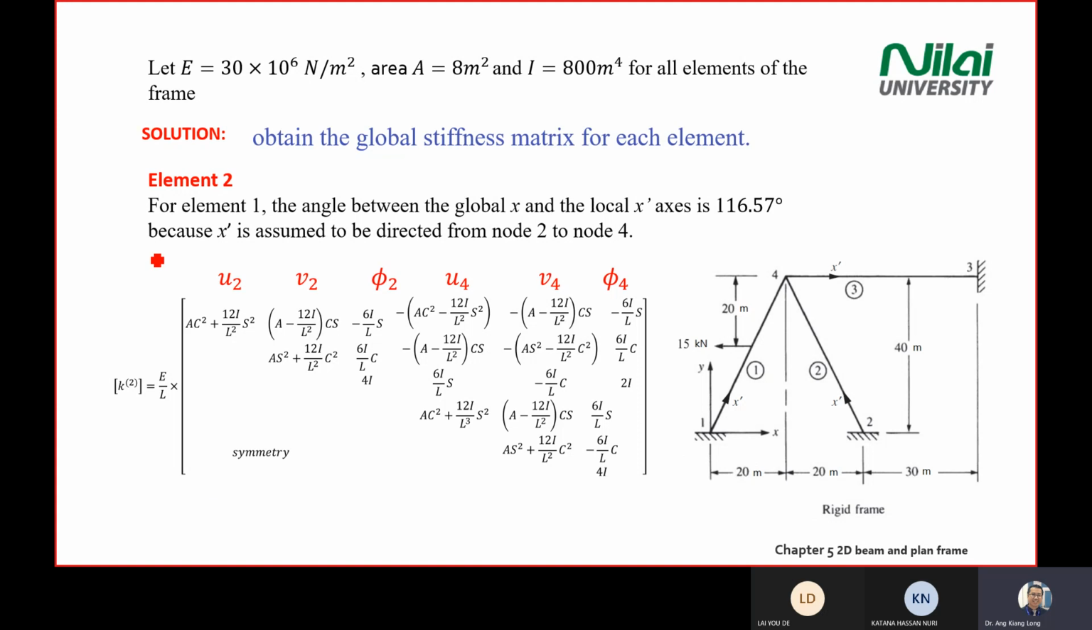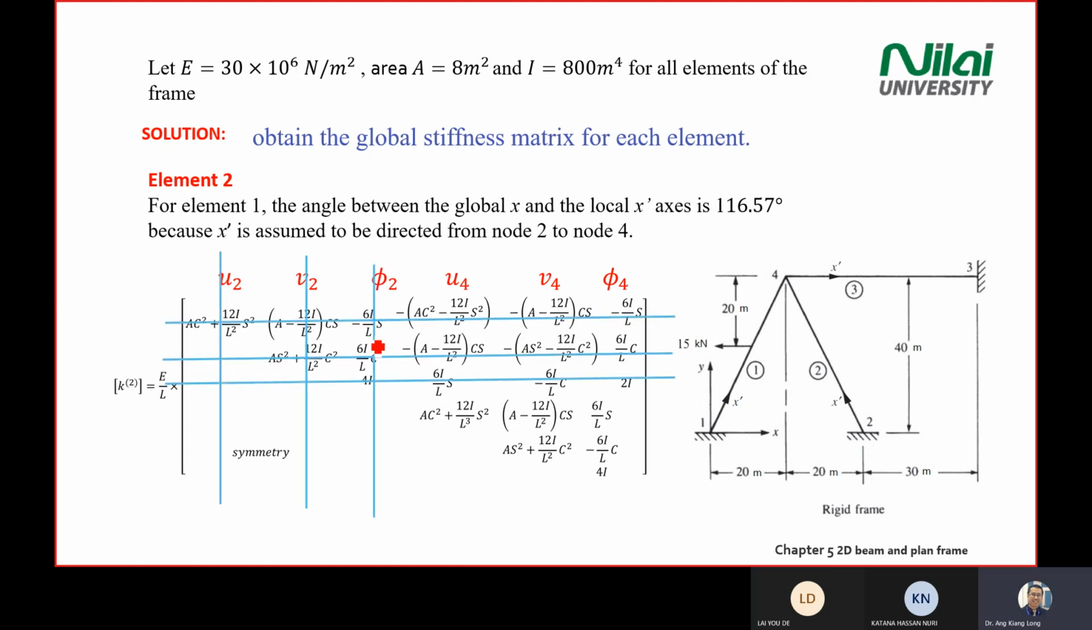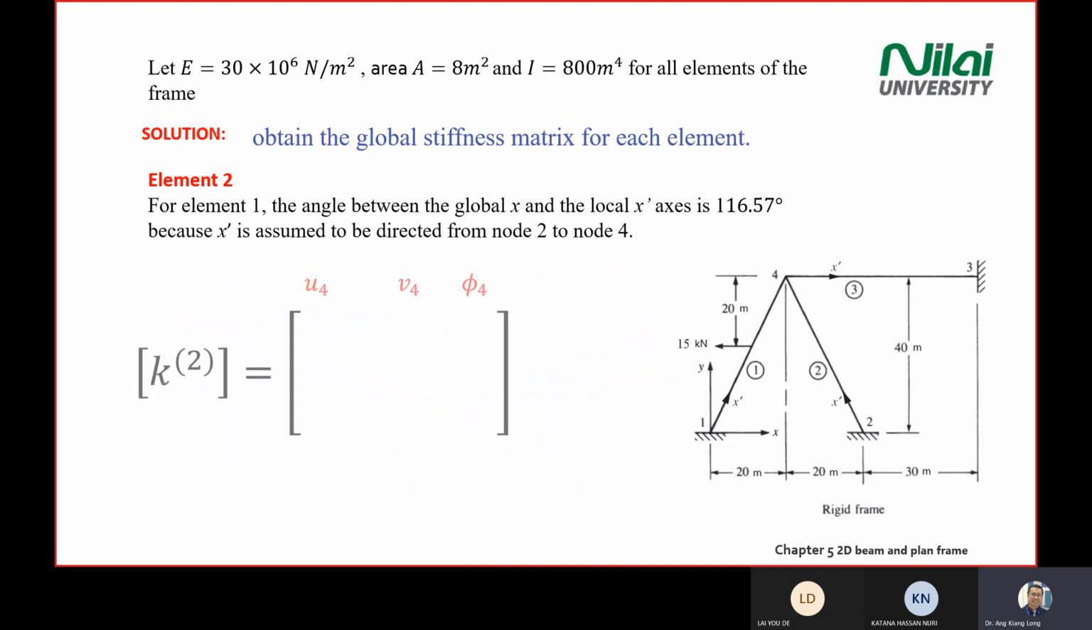Again, remember on element 2, the arrow is from point 2 to point 4. So the first 3 columns are point number 2, U2, V2, rotation 2, and point number 4 is the last point, so the last 3 columns refer to point number 4. If you look at the diagram, point number 2 is fixed on the floor, so there is no movement by point number 2. Again use your pencil to draw a line to close it, and then you only have a 3 by 3 matrix. So basically you have 3 matrices there.